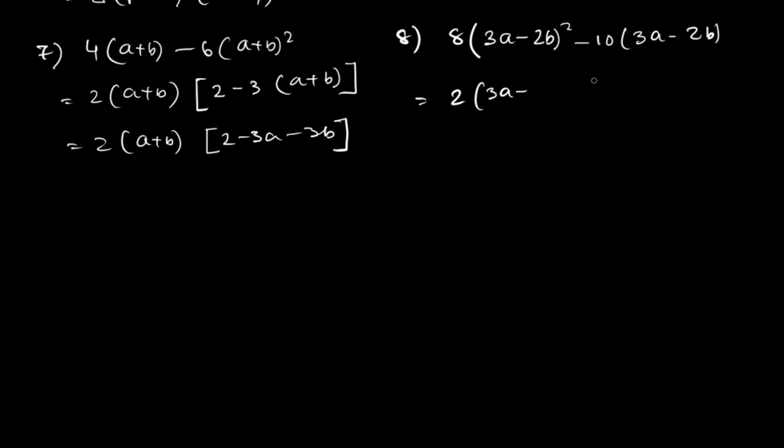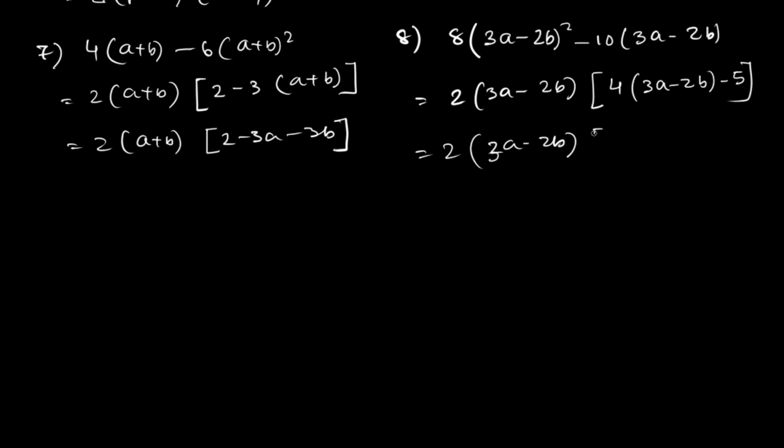I can take 2 into 3, 3 minus 2 be common, and I'm left with 4 times, there is square is there, so we are left with 4 times 3a minus 2b minus 5, because from 10 I have taken 2 out. So I should little bit simplify it. 3a minus 2b, 12a minus 8b minus 5. That's what we are getting for the 8th question.